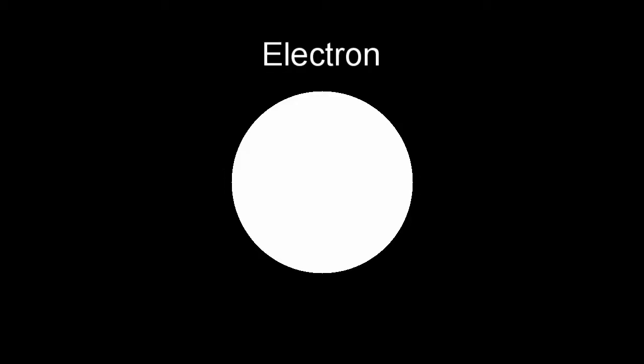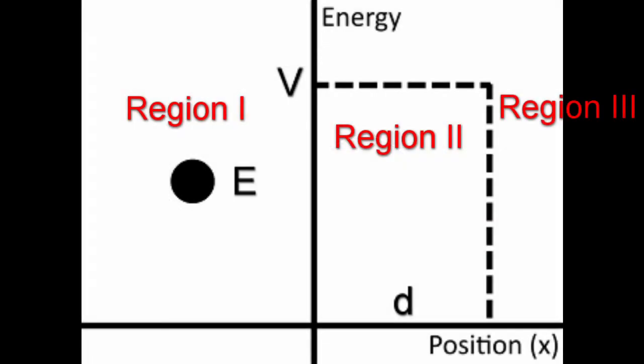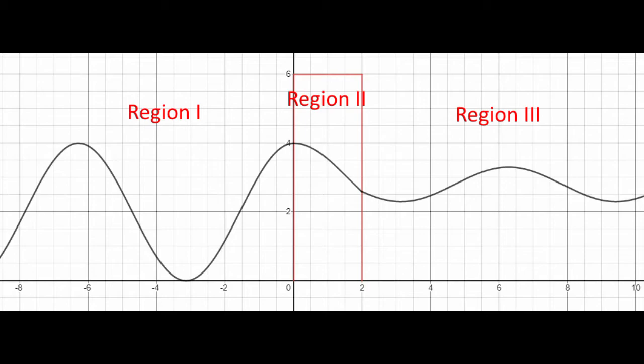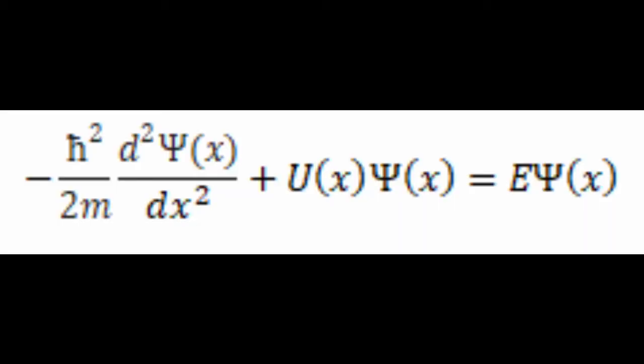So, because of wave-particle duality, we can represent a particle, in this case the electron, as a wave. And we can see the description as it passes through the three regions. For each of these cases, we're going to use the one-dimensional Schrödinger time-independent equation, which is this right here.